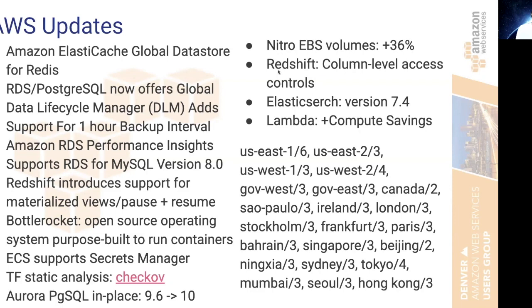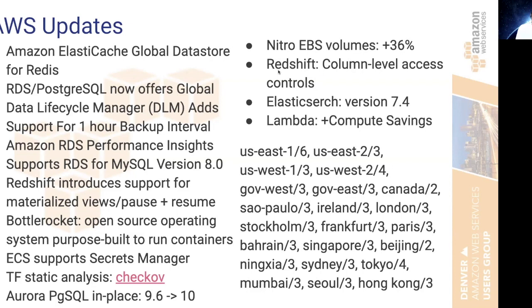For those using Terraform, there is now a cool tool called Checkov, checkov.io. It has a Terraform static analysis tool, so it will analyze your Terraform code in your CI/CD pipeline before actually executing it. Aurora PostgreSQL can now do in-place upgrades from 9.6 to version 10. And for those using Nitro with their built-in hardware level encryption, you now get an EBS volume performance increase of 36%.